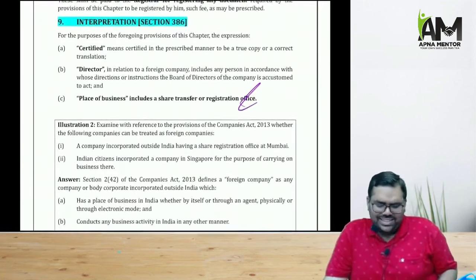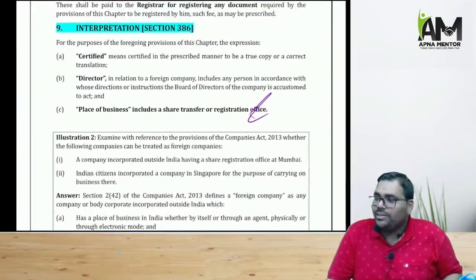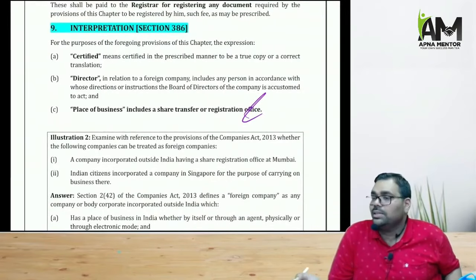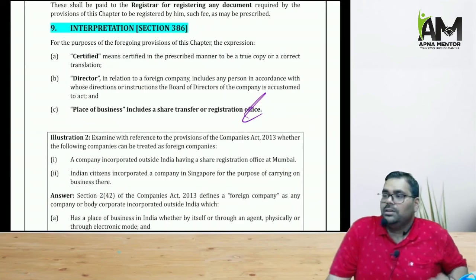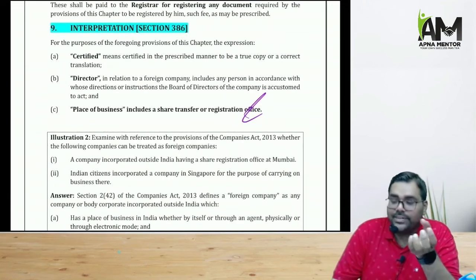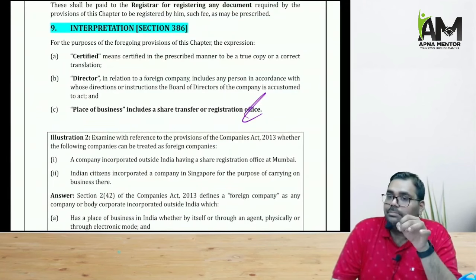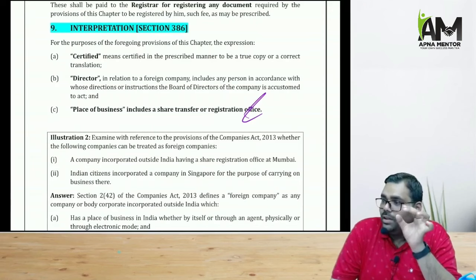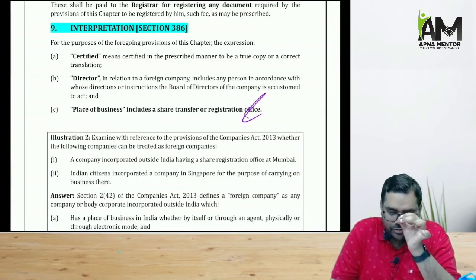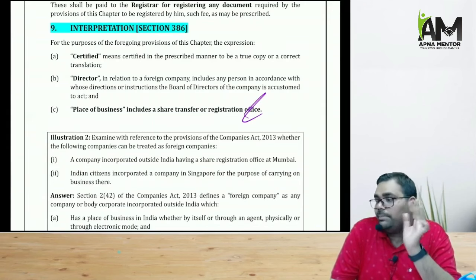Now 386 is nothing. This section only gives the meaning of three terms used in the chapter. This particular section is the section of interpretation. You see the name of the section itself is interpretation. They have just clarified the meaning of three terms used in the chapter.